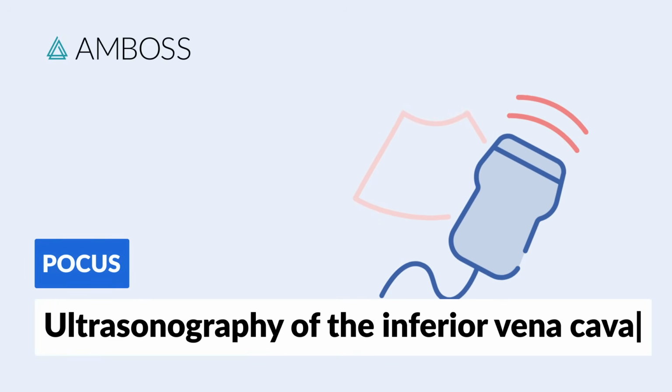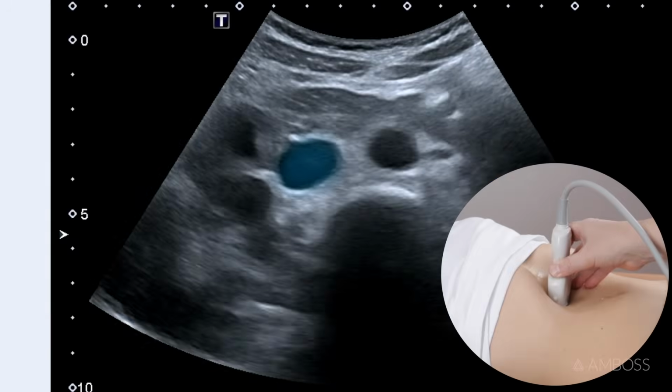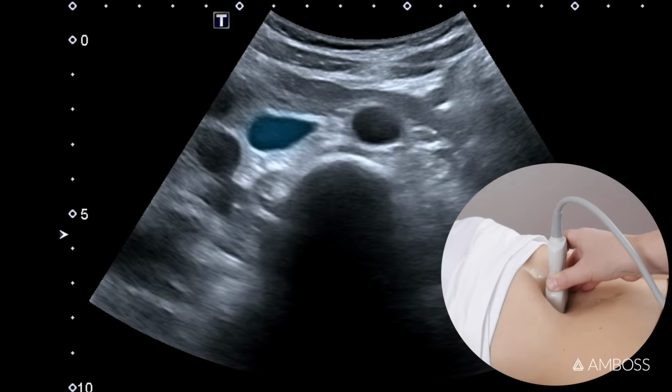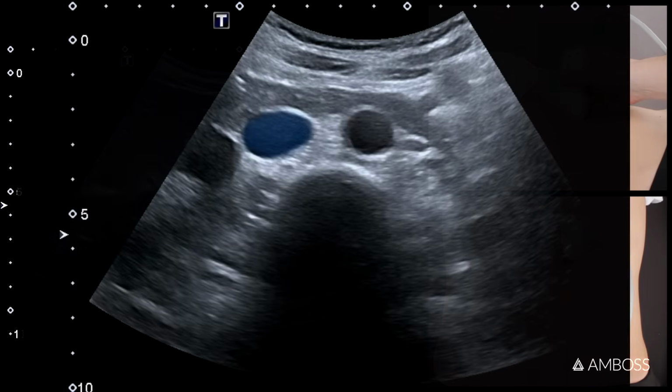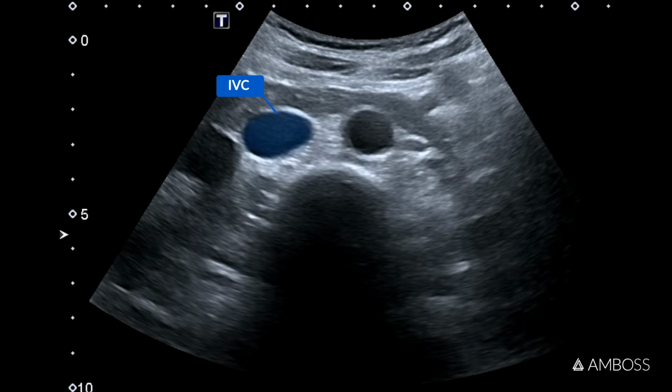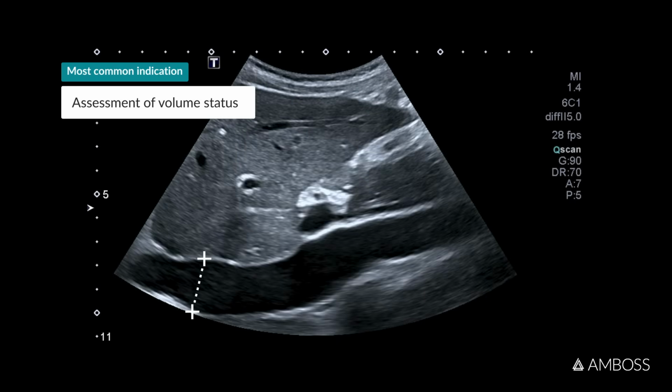Ultrasonography of the inferior vena cava. In this video, we'll show you how to perform an ultrasound scan of the inferior vena cava, which we'll refer to as the IVC from now on. The most common reason to perform a point-of-care scan of the IVC is to assess volume status. We'll talk about that a little later, but first, we'll go over the basics of how to perform a scan.